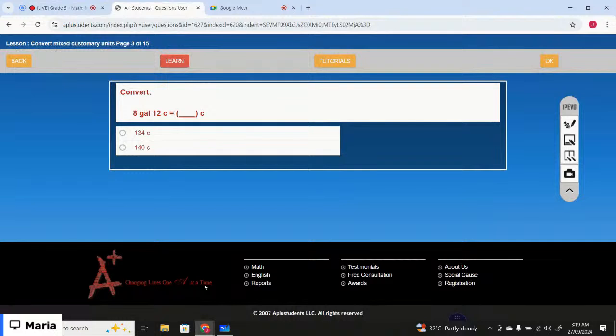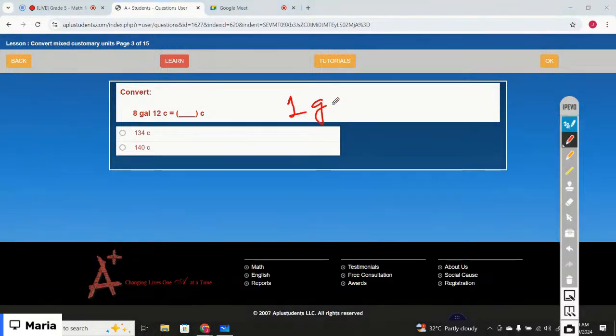You have to convert from gallons to cups. So 1 gallon equals how many cups? 1 gallon equals 16 cups, right? You have to do 8 times 16, right? Because 1 gallon equals 16 cups. So you have to do 8 times 16, right?